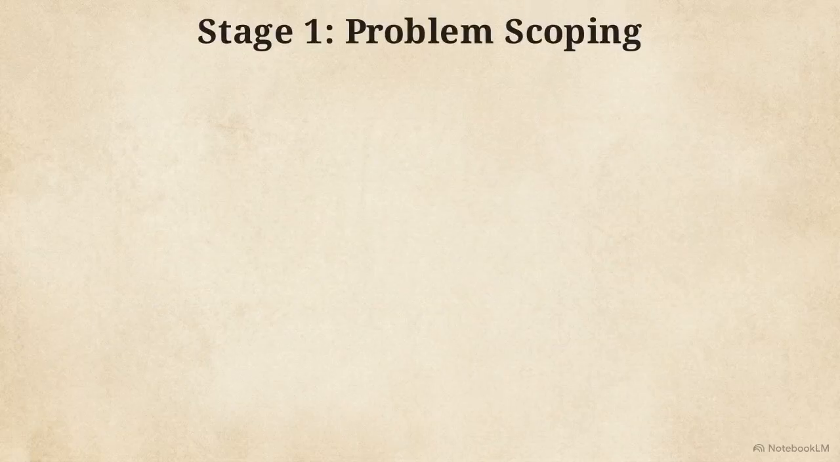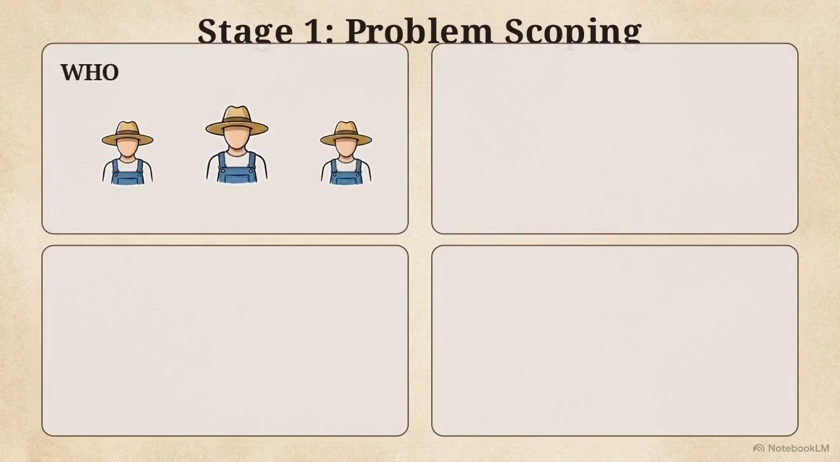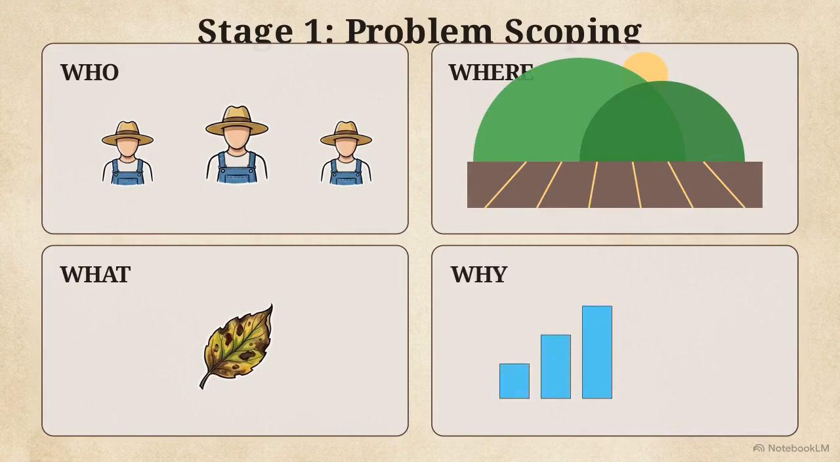Stage 1 is problem scoping, using the 4Ws problem canvas. Who is affected? Farmers. Where does it arise? Agricultural fields. Next, what is the issue? Physical decay of crop leaves. Finally, why solve it? To prevent financial ruin and ensure food security.